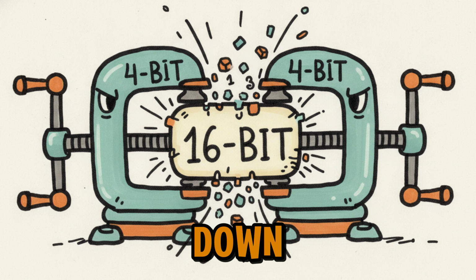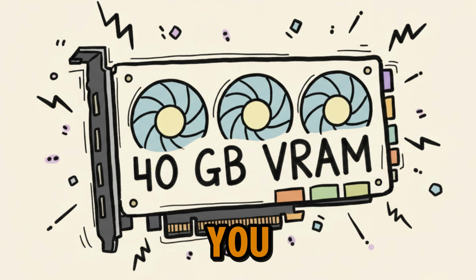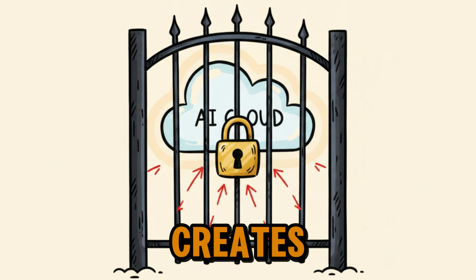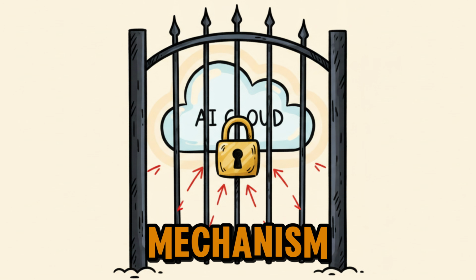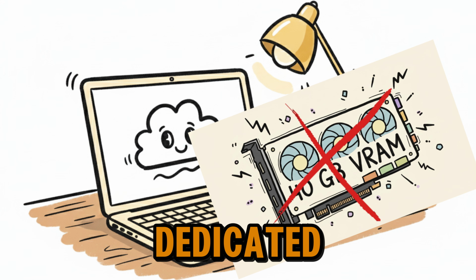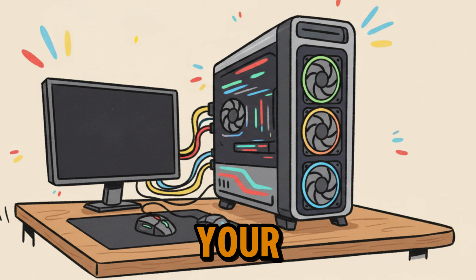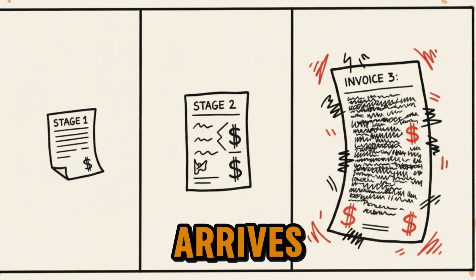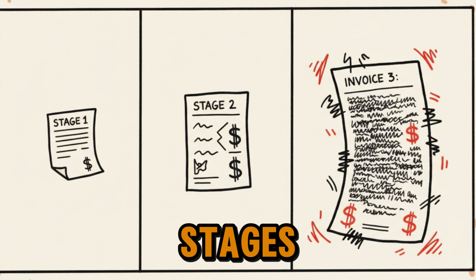If you squeeze those numbers down using 4-bit quantization, you still need roughly 40 gigabytes of VRAM. That immediately creates a severe gatekeeping mechanism. Your standard consumer laptop does not have 40 gigabytes of dedicated video memory. Your everyday desktop gaming rig does not either. This is where the bill arrives, and it arrives in stages.